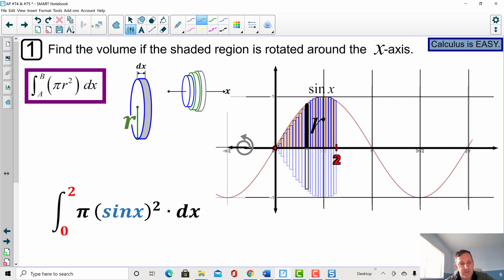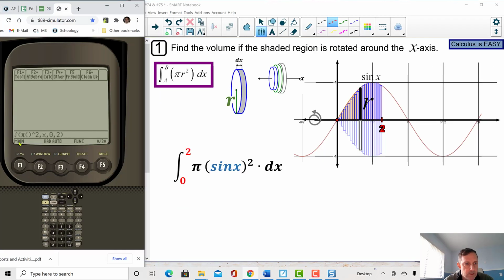Let's plug this in our graphing calculator and get an answer. Okay, I want you to notice that I did the integral and then I did pi r squared, but I didn't put anything for the r. And my x is going from 0 to 2. So now I'm going to plug in my r, and my r is the sine of x function. And we'll push enter. And there we go. That's our answer. We can go up, push enter again, and then we'll get many more decimals of accuracy.